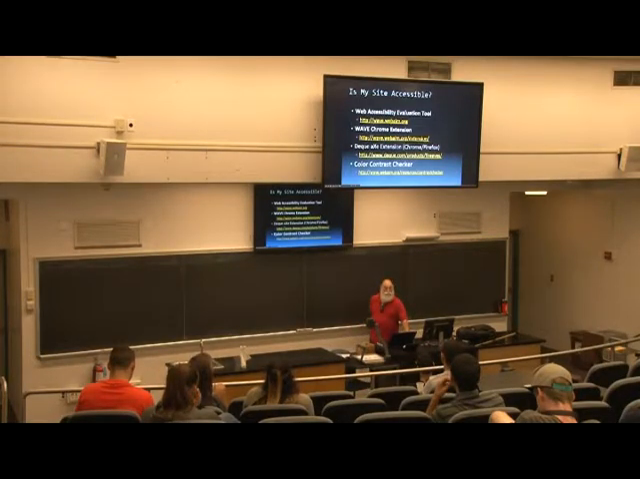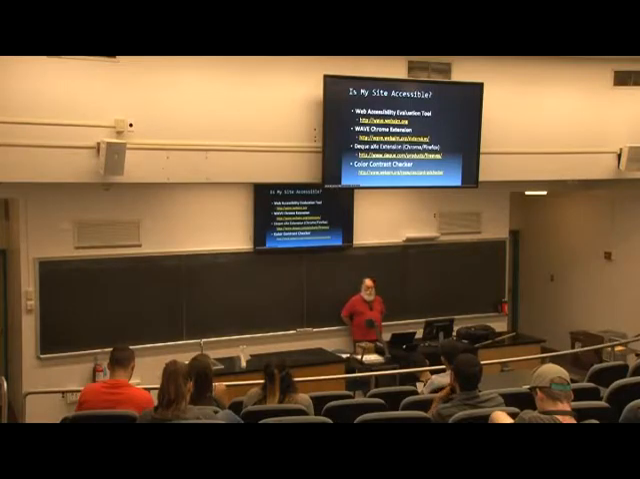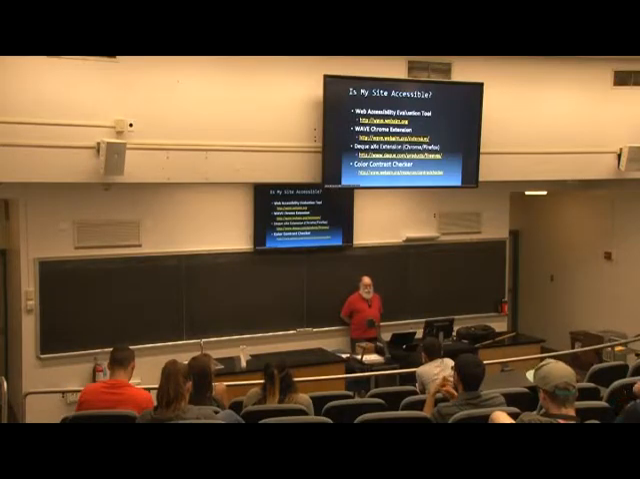As I said, is my website accessible? How can you find out if a site is accessible? The WAVE evaluation tool I mentioned is available at wave.webaim.org. It's available in Chrome and also in Firefox. The second one I showed you, the Axe extension, is from dq.com, and that's available in Chrome and Firefox as well. There's also the color contrast checker.